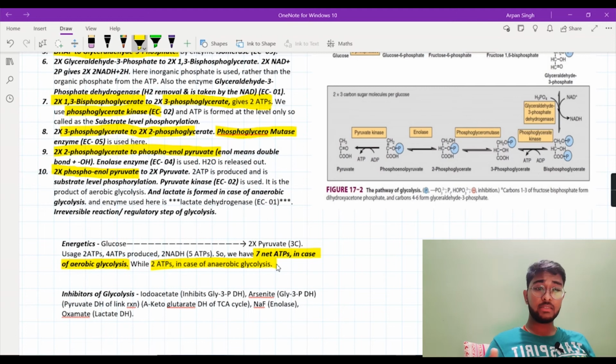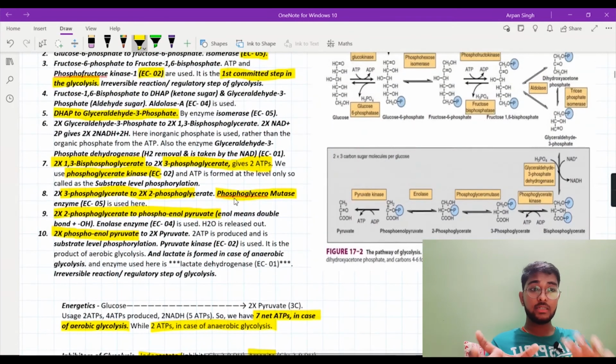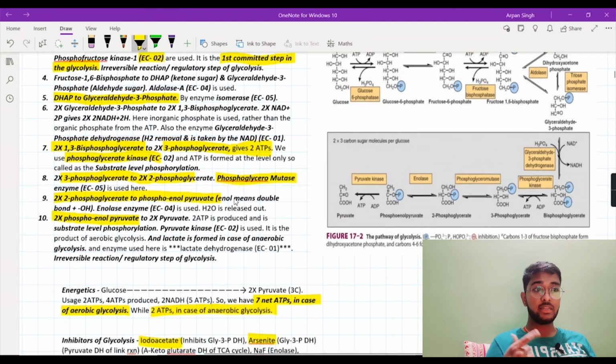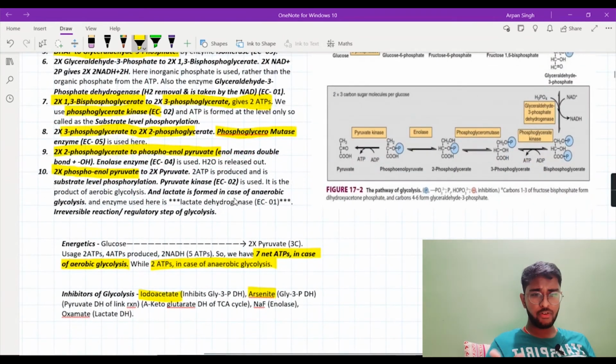So what are the inhibitors? Inhibitors include iodoacetate and arsenite. All these inhibitors act upon only certain enzymes. Iodoacetate or arsenite disturbs the 6th reaction, the conversion of glyceraldehyde 3-phosphate to 1,3-bisphosphoglycerate, in which the enzyme used is glyceraldehyde 3-phosphate dehydrogenase. This enzyme is basically inhibited.